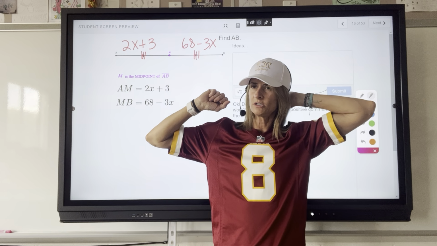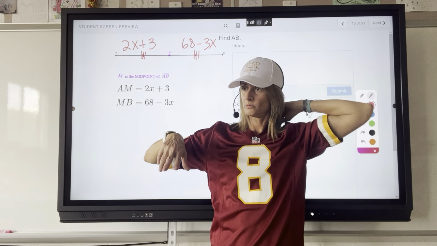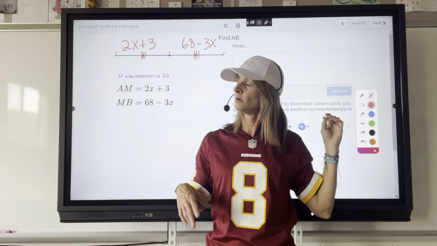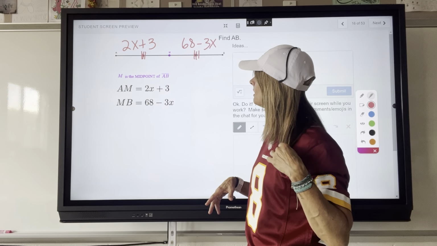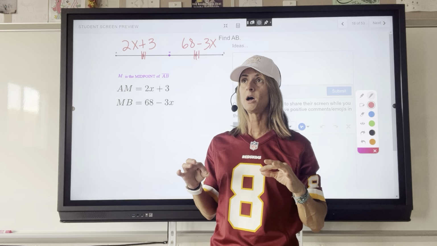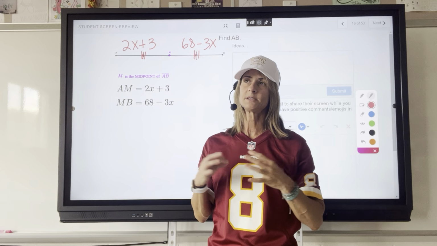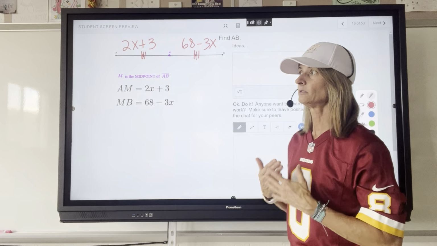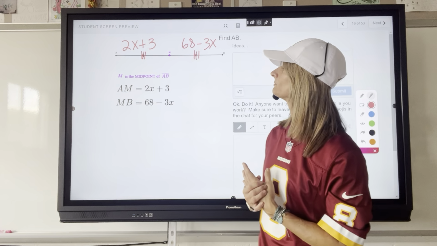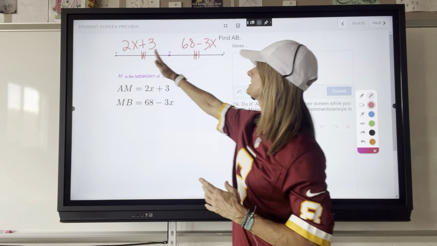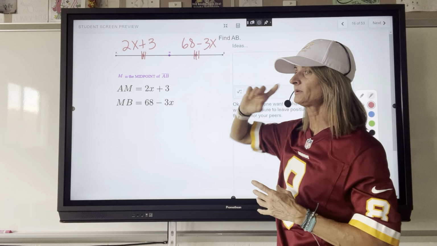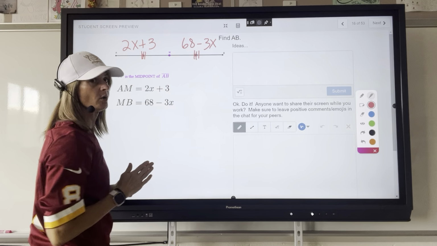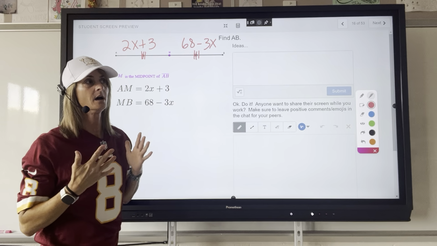Any other suggestions? Could we set it equal to 0? What will we set equal to 0? 2x plus 3 plus 68 minus 3x equals 0. That is a really common tool, I guess I would say, that we use when we are mainly in algebra and a lot of times in algebra 2. But the length of this segment is not going to be 0. That would say that this plus this equals 0. And this is a length, and a length is always positive.